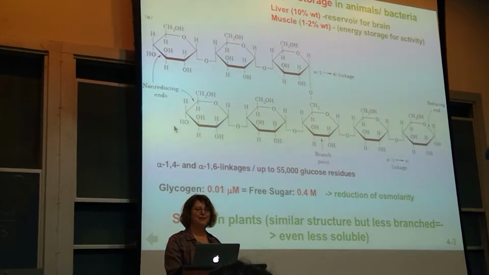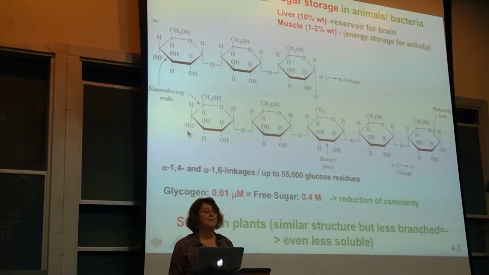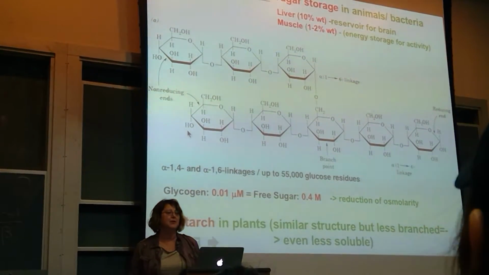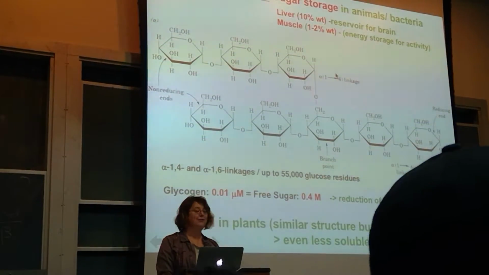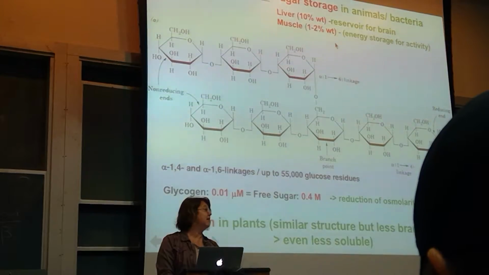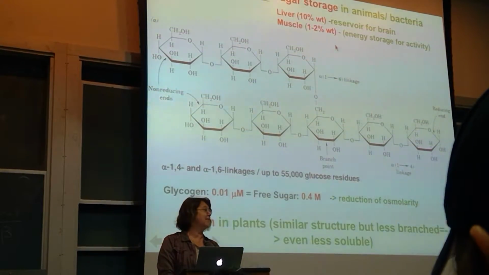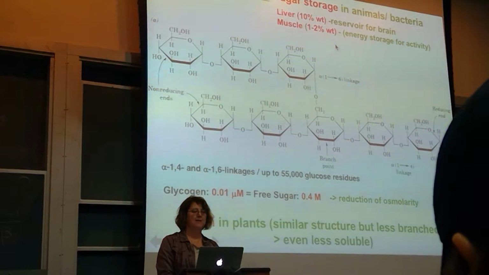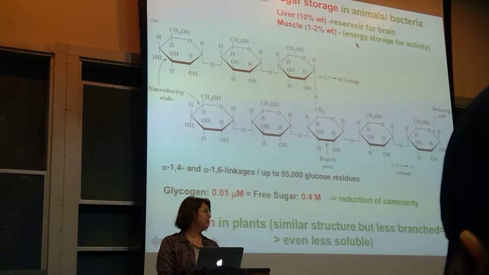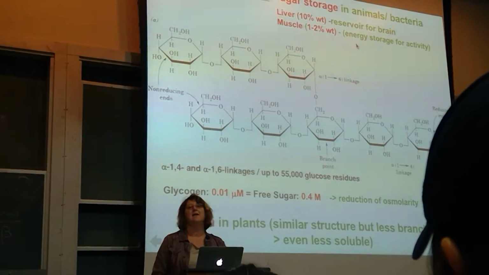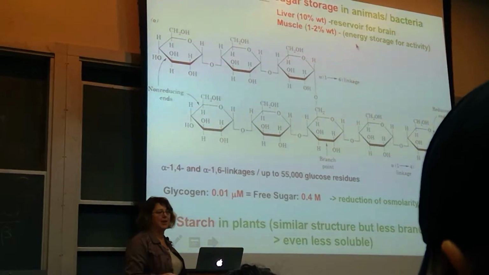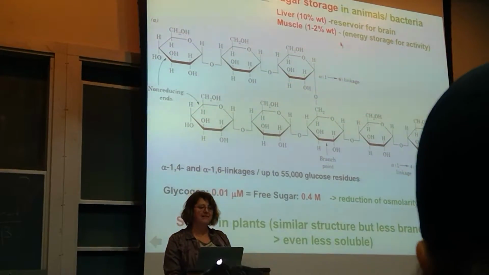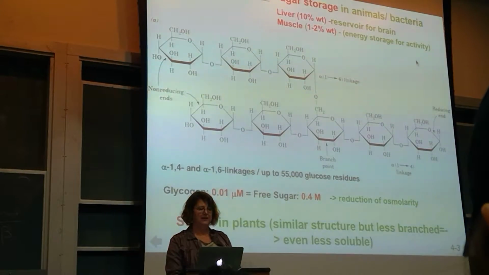So what does glycogen look like? It's the major sugar storage in animals and bacteria. In plants, it's starch. In the liver, it can be 10% of the liver mass by weight, and it's a reservoir for the brain. We already saw that PET visual of how much glucose we need in the brain. And in the muscle, it's a reservoir for activity.